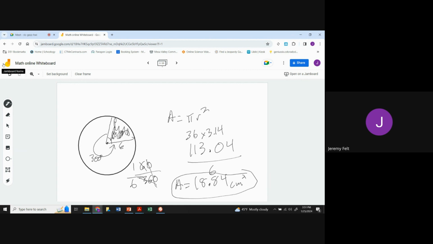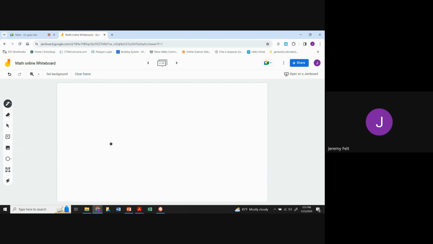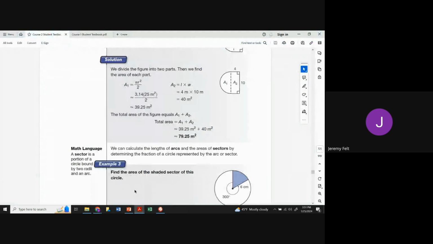And so just one extra step. We know how to find the area of circles. We've been doing that for a really long time. Now to find area of a sector, a fraction or a portion of the circle, we just divide by whatever it is. If it's 1/6 of the circle, we divide by 6. If it's 1/3, we divide by 3, or 1/4 or 1/5 or whatever it is.